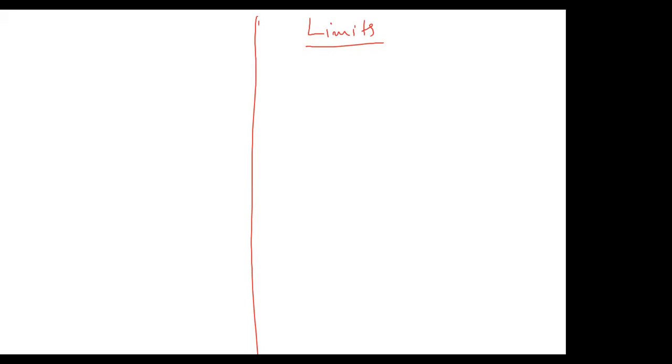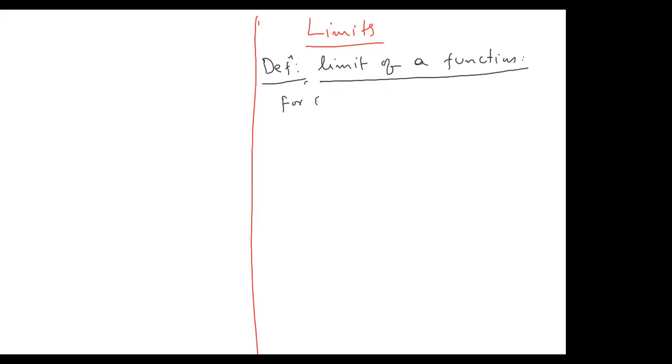So now, the definition of a limit of a function. That is, for epsilon greater than 0, however small, there exists a value L.